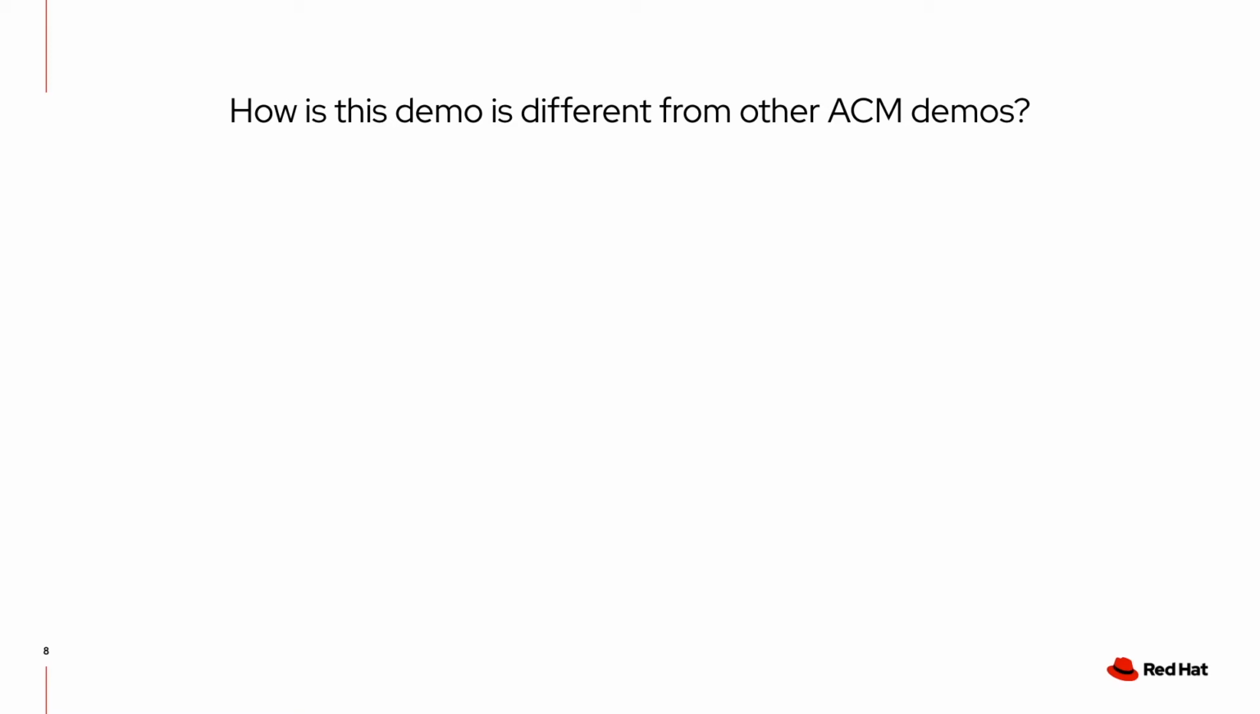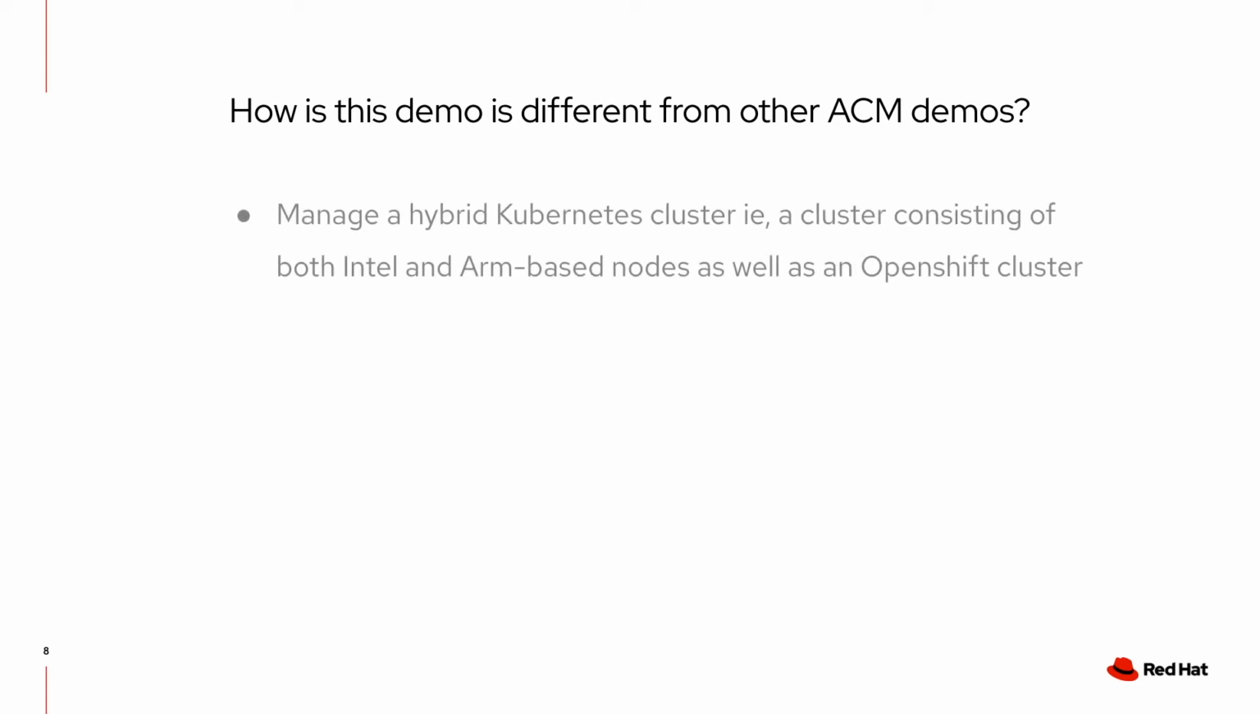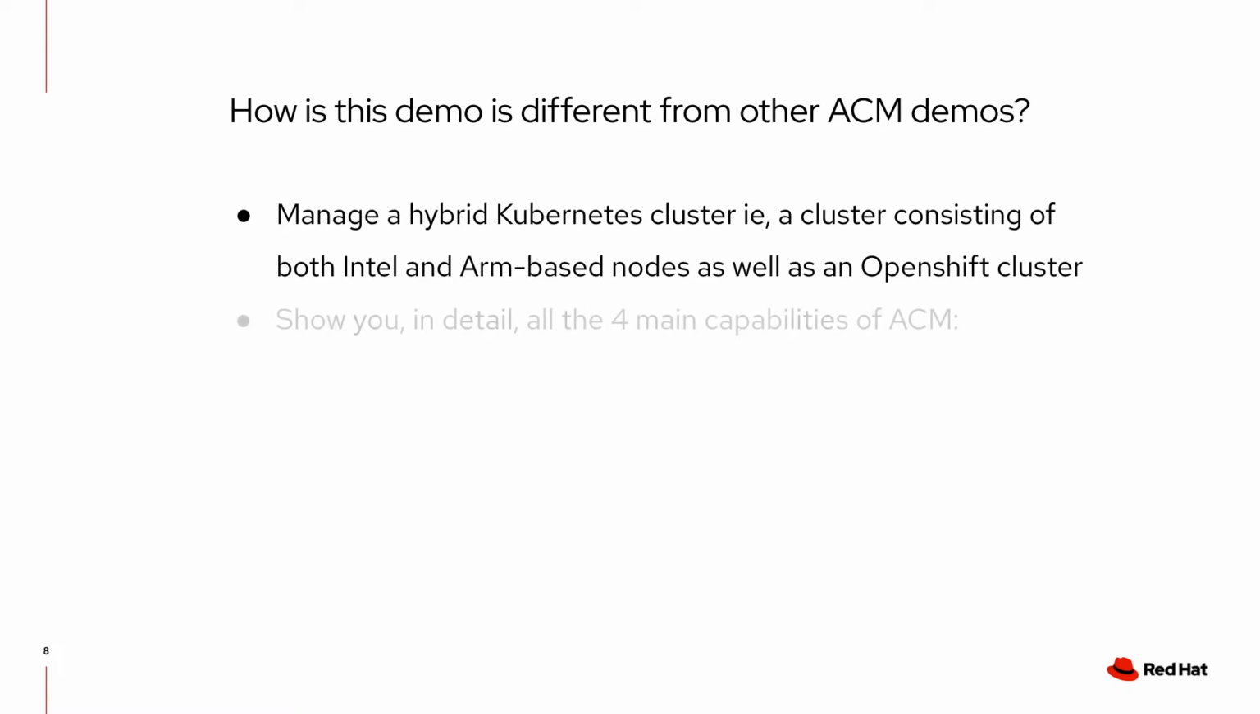Next, I'm going to give you a demo. So how is this demo different from other RHACM demos that you find on YouTube? First of all, in this demo, I'm going to show you how to manage a hybrid Kubernetes cluster. That means a cluster consisting of both Intel and ARM-based nodes, as well as OpenShift clusters. Next, I'm going to show you in detail all the four main capabilities of RHACM, including cluster lifecycle.